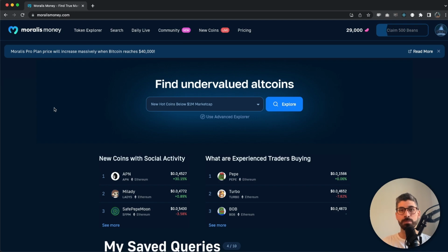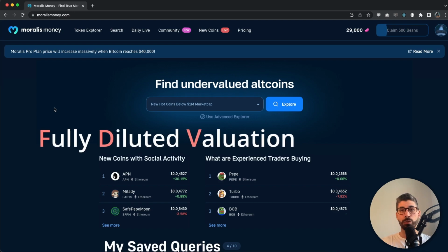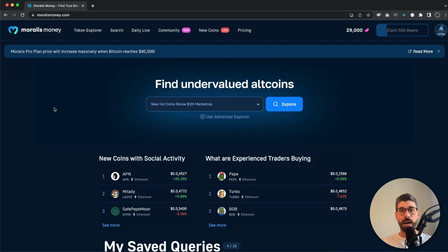And many confuse market cap with FDV, fully diluted valuation, which is the total number of coins in general, not only the ones in circulation. And market cap can help you determine a coin's growth potential, and it can be the perfect starting metric for indicating the risk-reward ratio.